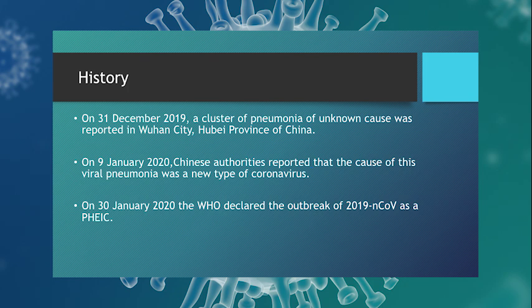By the 9th of January 2020, the Chinese authorities had reported that this pneumonia was being caused by a new variety of coronavirus. And by the 30th of January 2020, the World Health Organization declared the outbreak of 2019 nCoV as a public health emergency of international concern. So it meant that all countries had to make sure that they had plans in place to deal with the spread of COVID-19. So how is COVID-19 spread?